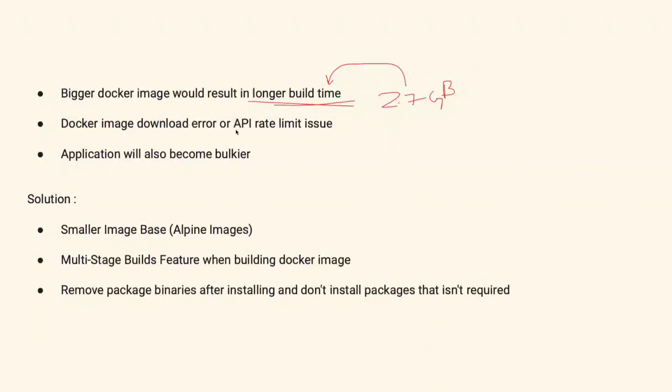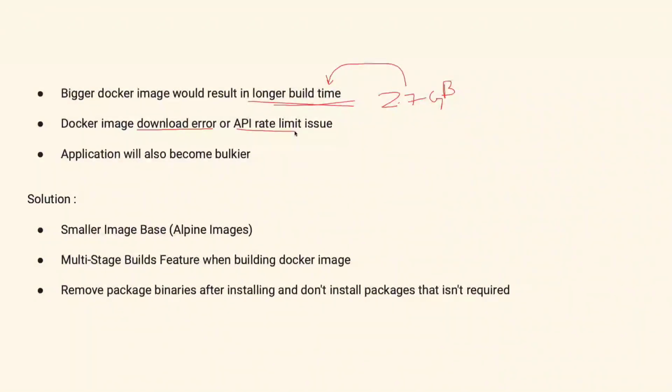And Docker images, when you download them from Docker Hub, or let's say any other centralized repository, you might encounter certain download related errors also. And that could happen for many reasons. Maybe the size is too big. When it was downloading, it failed. Or the internet connectivity is slow, etc.